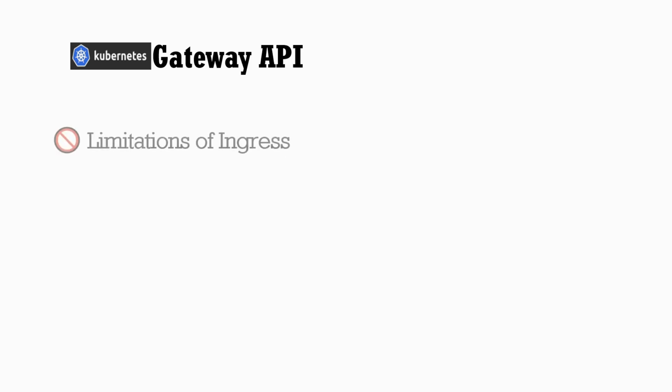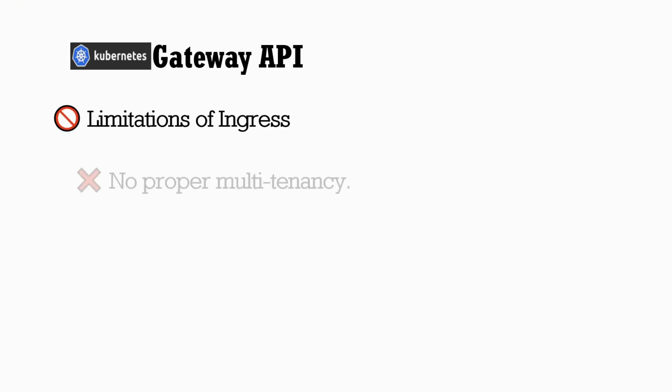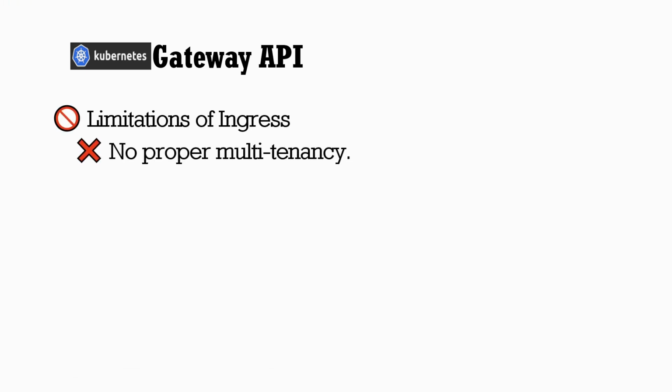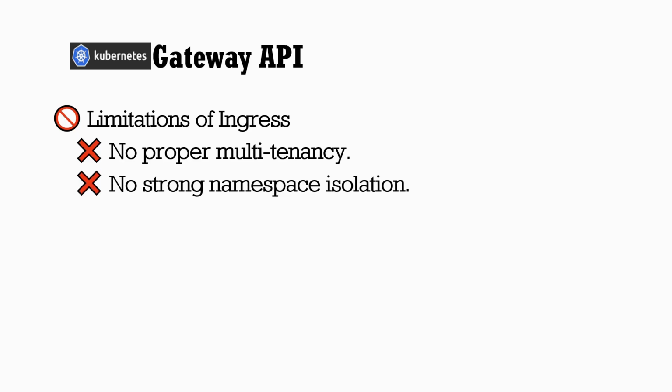Now let's talk about the limitations of Ingress. No proper multi-tenancy support. Ingress doesn't understand team boundaries. If multiple teams share the same cluster, one team's ingress change can accidentally affect another team's traffic. No strong namespace isolation. Even though ingress objects live in namespaces, the actual routing logic is shared at the ingress controller level. So everything feels loosely separated but tightly connected underneath.